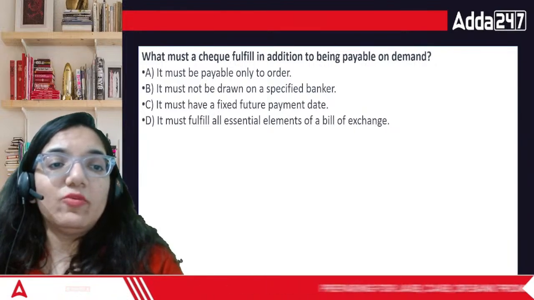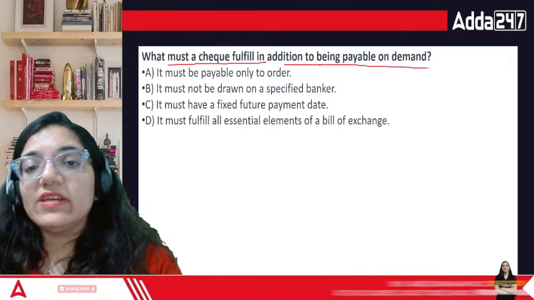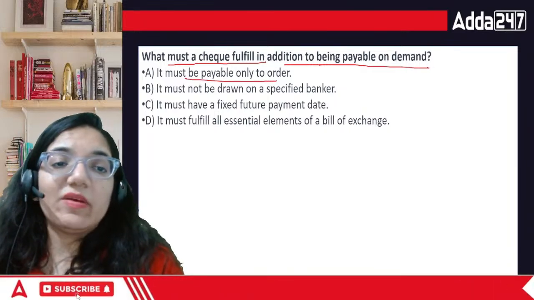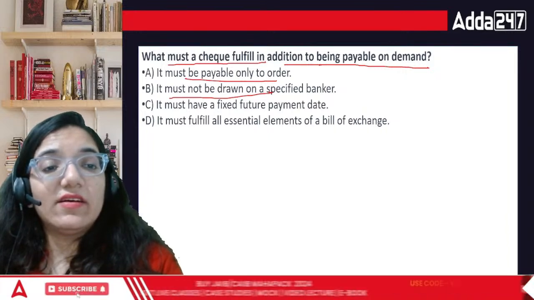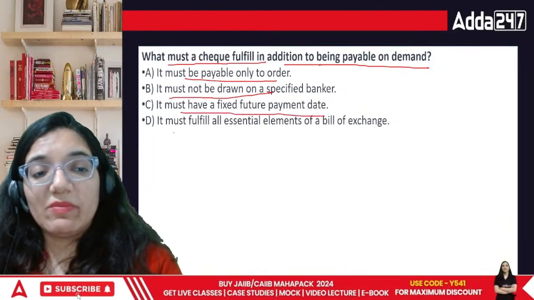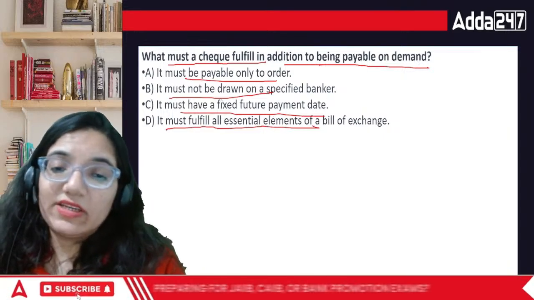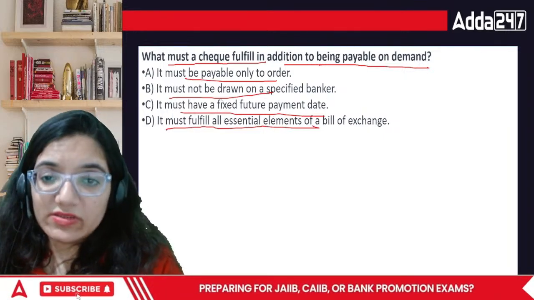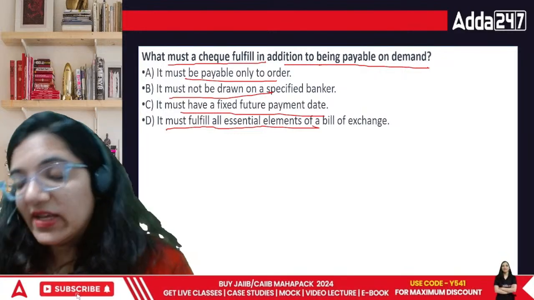What must a check fulfill in addition to being payable on demand? It must be payable on order. It must not be drawn on a specified banker. It must have a fixed future payment date. It must fulfill all the elements of bills of exchange. Anyway, it is already a negotiable instrument. When we talk about checks, a check is also treated as a negotiable instrument.